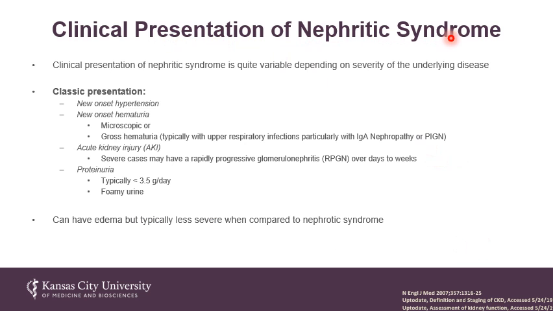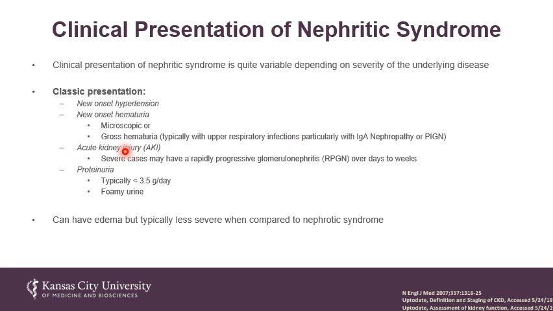So what's the clinical presentation? Again, it's very variable. It depends on the severity of the underlying nephritic syndrome, okay? New onset hypertension, new onset hematuria. Often it's microscopic. They don't know they have it. Occasionally they'll say, oh, I have gross blood. I can see blood when I pee. And that's typically after they have an upper respiratory infection. And you can see that in IgA nephropathy, or what we call post-infectious nephropathy.